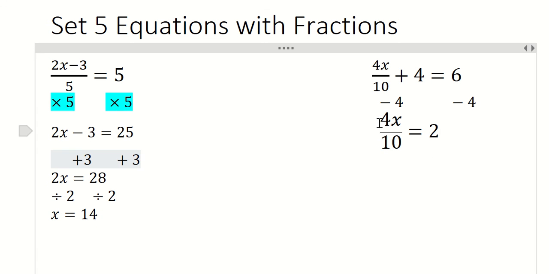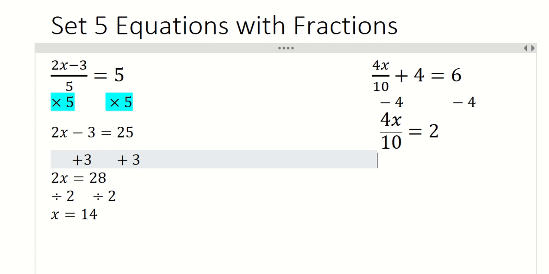Now, I've got 4x over 10. How do I get rid of a times 10? Sorry, how do I get rid of a divide 10? I'm going to multiply. So we're going to multiply both sides by 10. If I multiply both sides by 10, that will get rid of the 10 on this side.